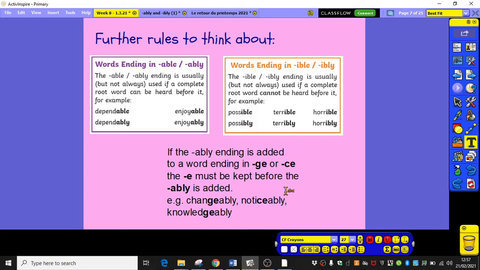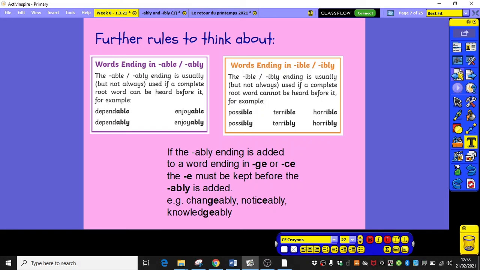There's also another little rule here. If the ably ending is added to a word ending in ge or ce, the e must be kept before the ably is added. So for example, the word changeably, which is a word, I did check that one out, noticeably, and knowledgeable, where the root word ends in ge, you keep the e and just add ably. Okay, so there's lots of rules to think about there.